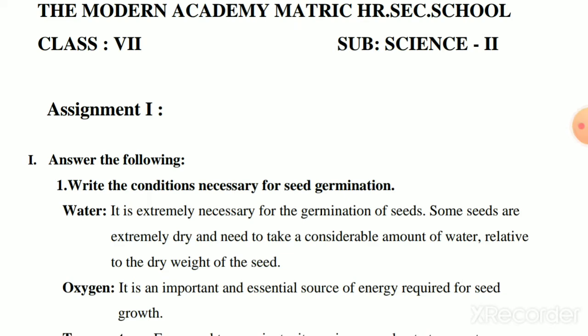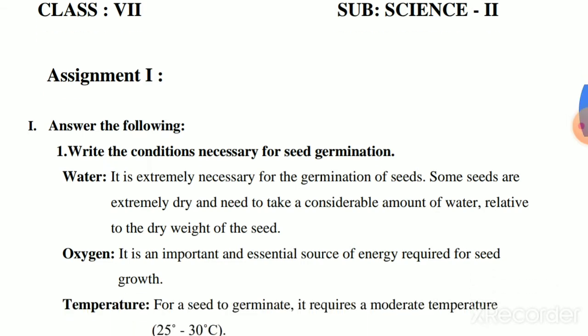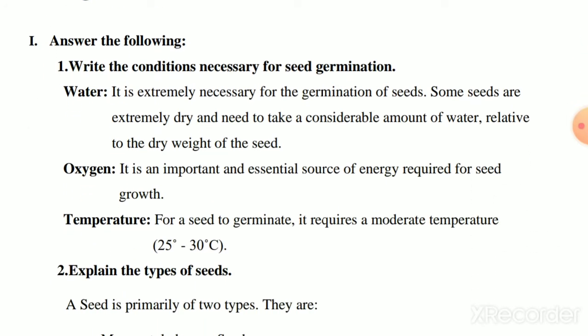Write the conditions necessary for seed germination. So, what are the conditions necessary for seed germination? Water, oxygen, temperature, and also light. Okay, so these are the conditions needed for seed to germinate.